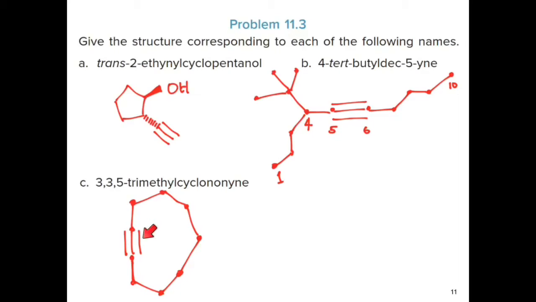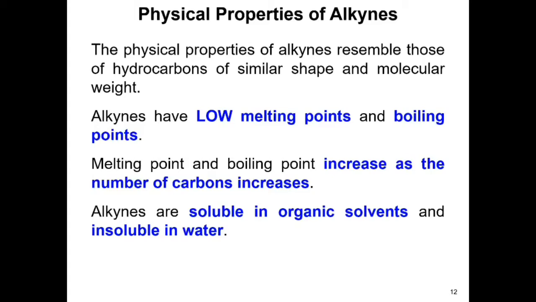And so we're going to label the carbon atoms. You can start from up top. So again, the triple bond gets the highest priority here. So we can label this 1, 2, 3, 4, 5, 6 clockwise. All right. And then we have methyl groups, 2 methyl groups on carbon number 3, and then 1 methyl group on the 5th carbon, as shown here. So this is the structure for 3,3,5-trimethylcyclononine.